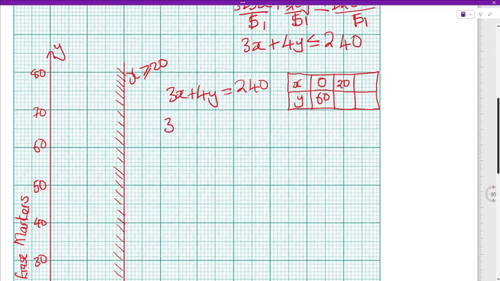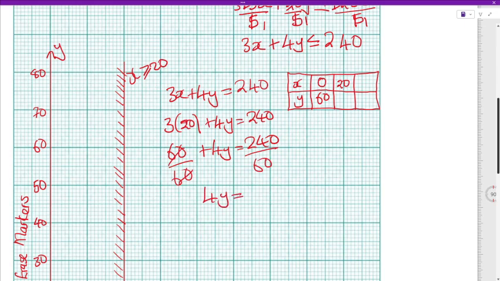If x is 20, it's going to be 3 times 20 plus 4y is equal to 240. So 3 times 20 is 60, plus 4y is equal to 240. Then we subtract 60 from both sides, and they cancel, so we remain with 4y is equal to 180. We can cancel the zeros, 18 divided by 6 is 3... Divide both sides by 4, cancel there, meaning y will be equal to 1.